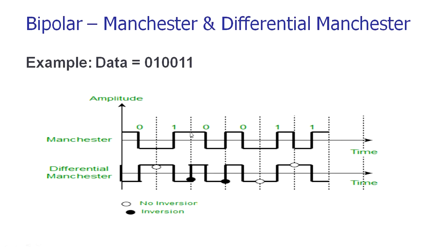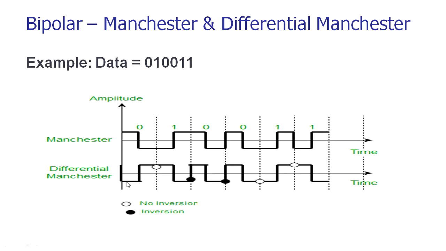From wherever you are, if you go to a high amplitude and remain at high amplitude, it is a 1. That means you are not going to change the phase of your signal if two bits are the same. So see here, for consecutive two zeros, it starts at positive and ends at negative. Starts at positive and ends at negative. For a 1, it starts at negative and ends at positive. So this is Manchester line coding.